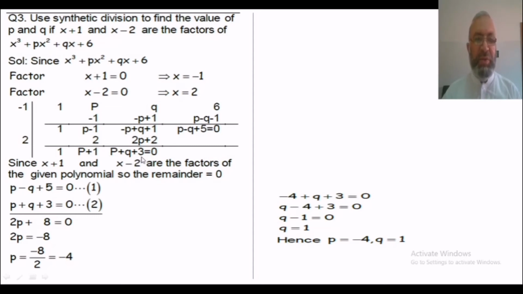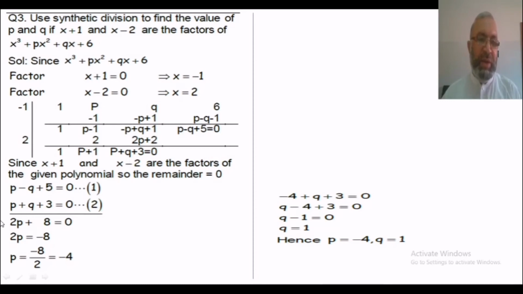Thus we get two equations. Since x plus 1 and x minus 2 are the factors of the given polynomial, the remainders are equal to 0. First equation, p minus q plus 5 is equal to 0. Second equation, p plus q plus 3 equal to 0. Now solving these equations, we get the values of p and q.